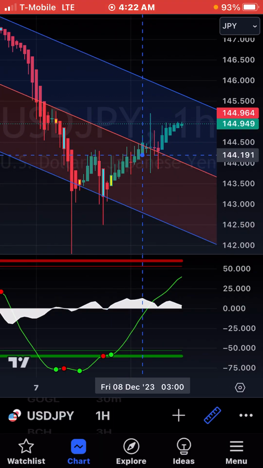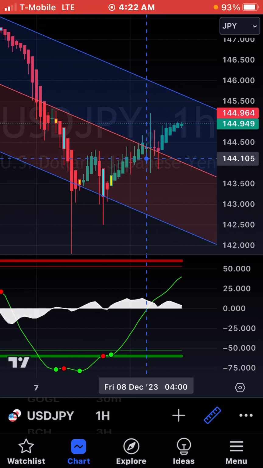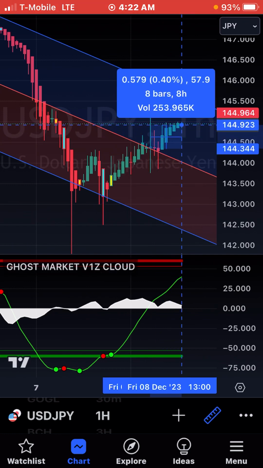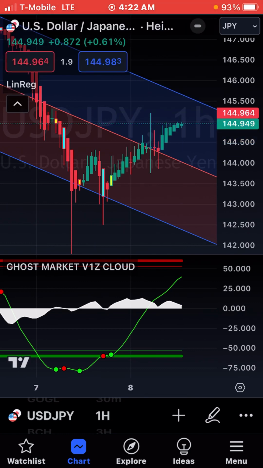Right about here, if you entered right about here, where does it start? Right about here, and you rode this out, this would be, in 8 hours, about 600 pips. So let's just see this again.